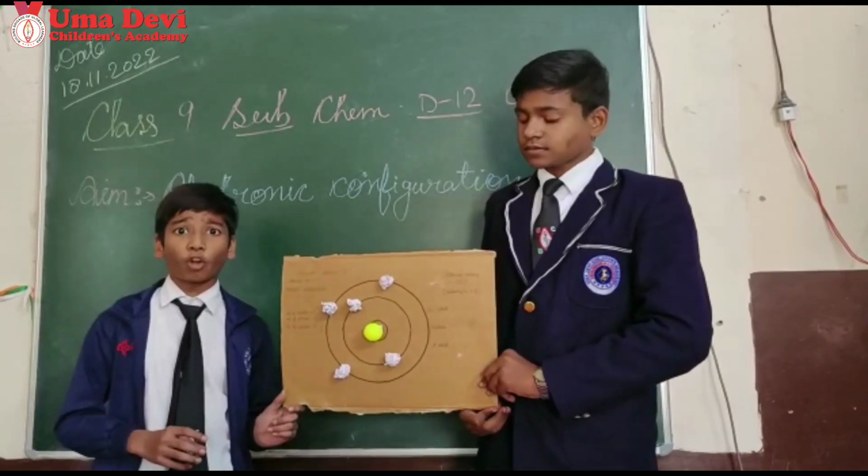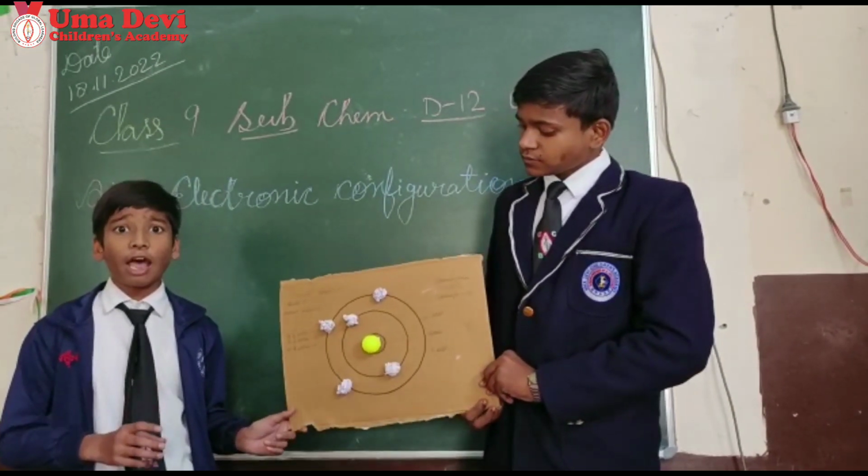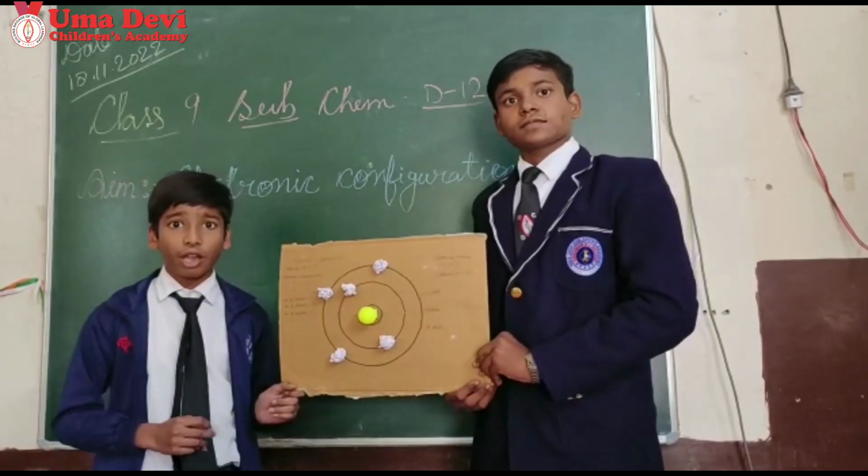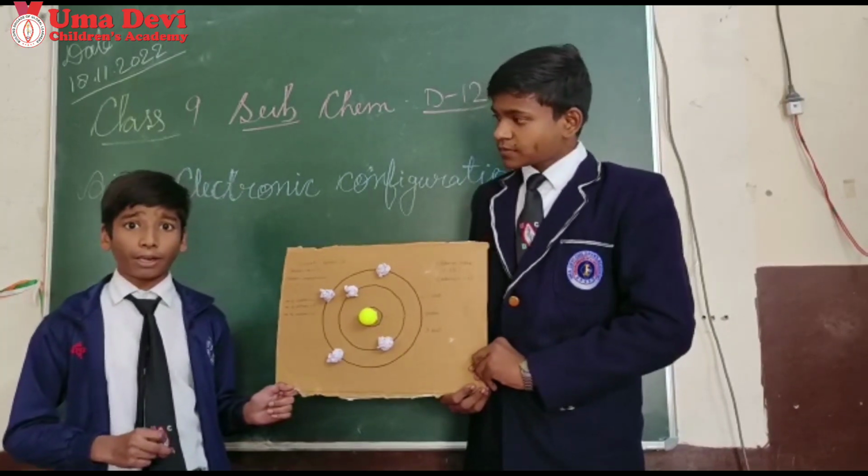And the number of protons in boron is 5 and the number of neutrons is 6. Hence its atomic mass is 11. And the valency of boron is +3.